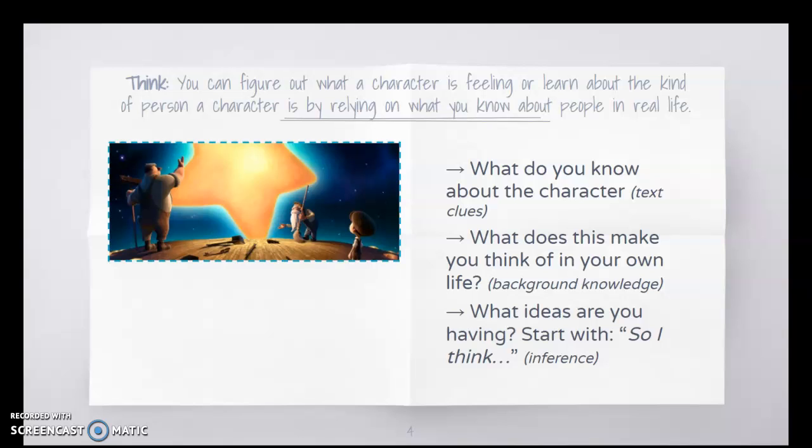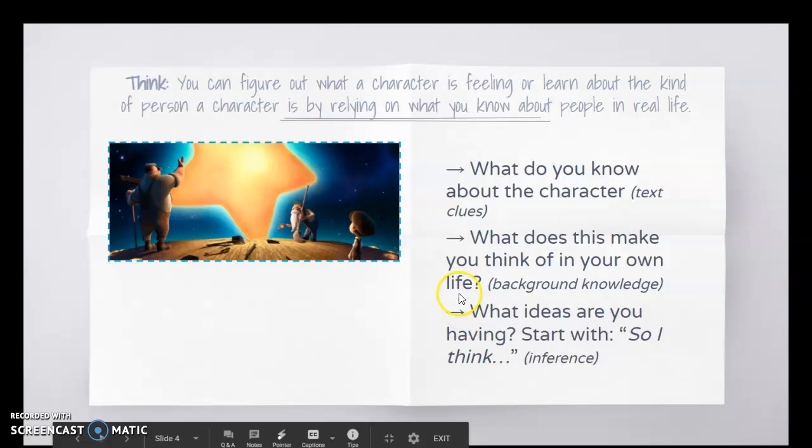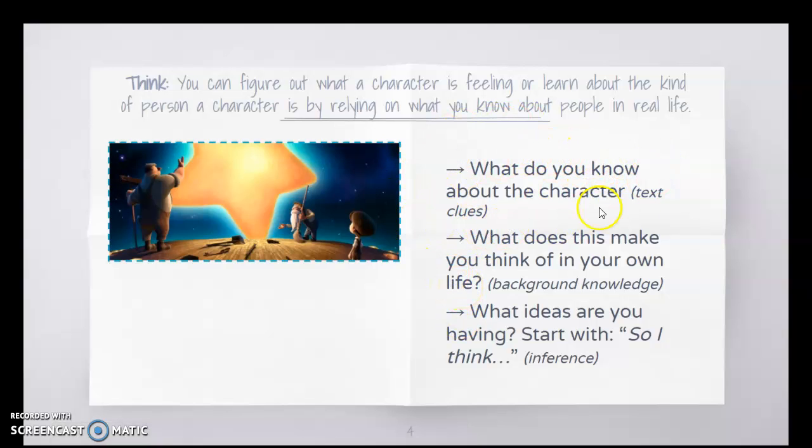So there are 3 things to think about. Actually, 2 will get you to your inference. What do you know about the character? This is your text clue. This is coming right from your book when you're reading about your character. It doesn't need to be your main character, but it does help if you pick your protagonist. And then add to that: what does this make you think about in your own life?